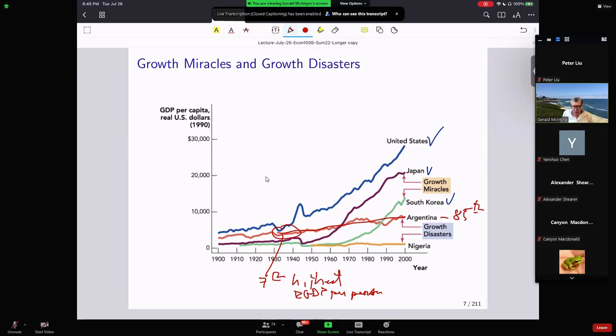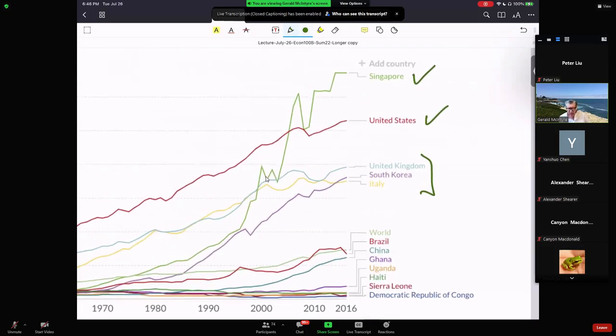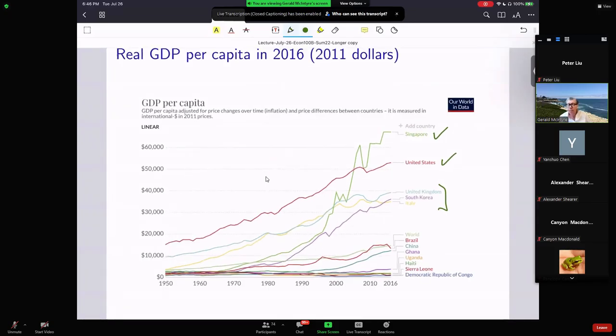There are also these growth disasters. Here's another chart. I mentioned Singapore had the world's highest real GDP per capita, well above the United States. Here's the U.S., but you can see some countries here, such as the United Kingdom and South Korea, they're well above the world average. The world average is here at about $20,000 per person per year in 2011 dollars. That would be about $30,000 today.